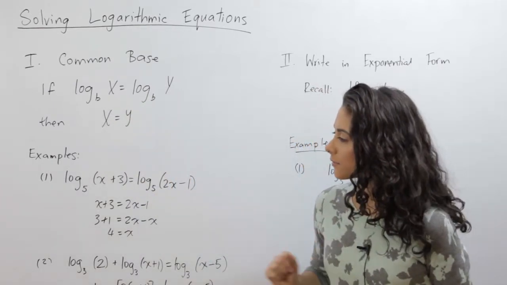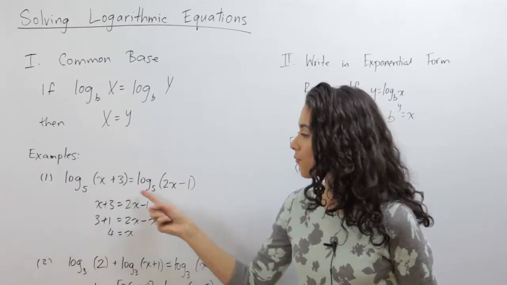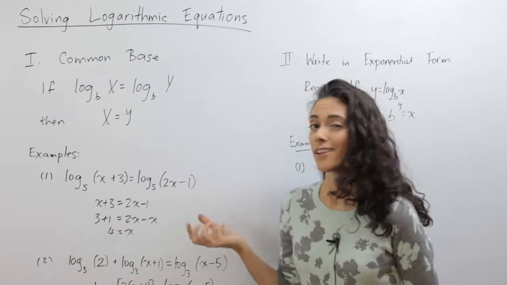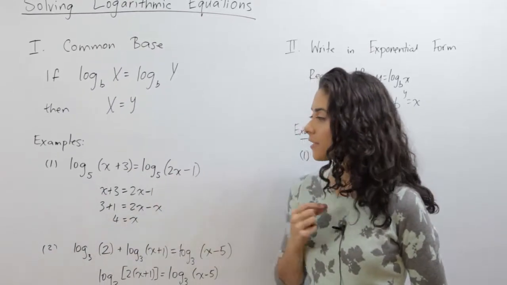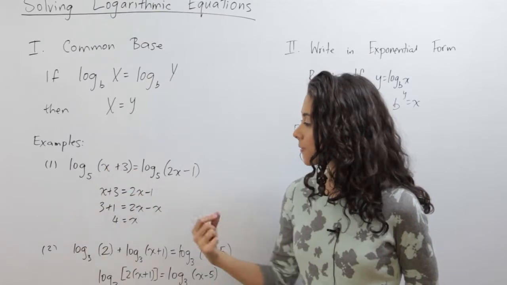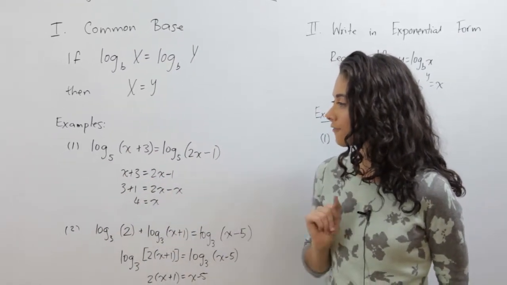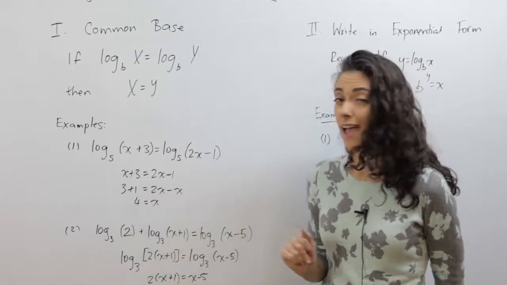So here's an example. If we look at both sides of this equal sign, I've got two logarithms and they're both base 5. Therefore, it follows that this has to be equal to this in order for left side to equal right side. So I set this argument equal to that argument. Collecting like terms and isolating for x gives me the result x equals 4.